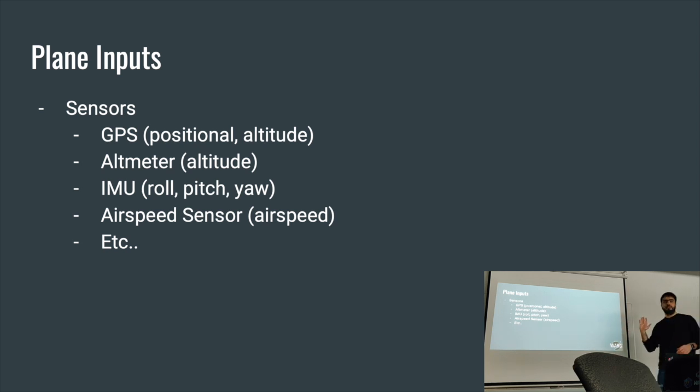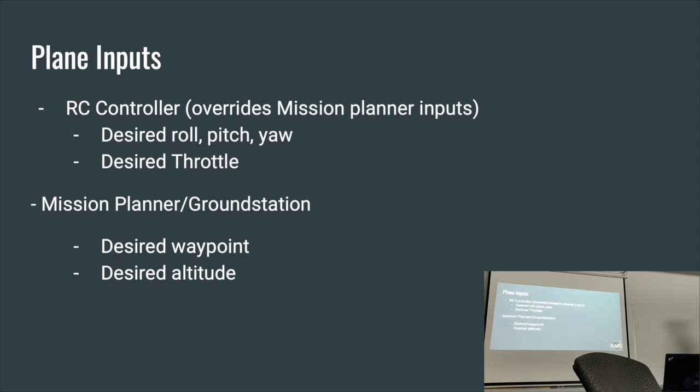We also have an airspeed sensor, and that gives us the airspeed. So say we have these four inputs. We can have more if we need to, but for this example, we're just going to have four. We've got even more inputs. Say we have an RC controller. The RC controller is like the sticks, right? So it gives us the roll, pitch, and yaw that we want to get to, and it also gives us the desired throttle. And say we connect our plane to a ground station.